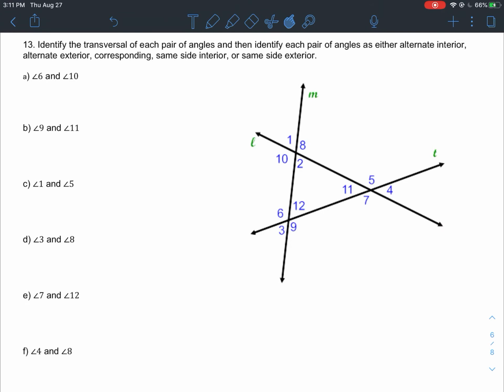Next slide, same questions. Transversal, and then classify them. So let's start with 6 and 10. 6 and 10 are both on that line M. They're both on the same side of M, and they're both between the other lines. That would make them same side interior.